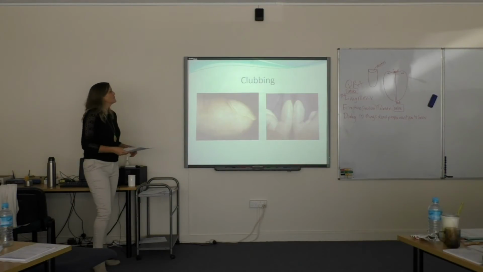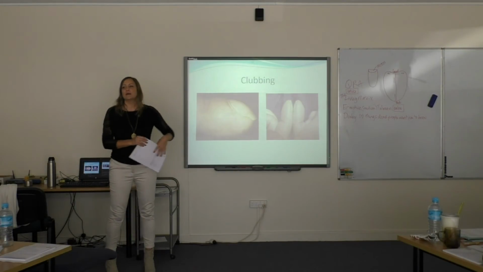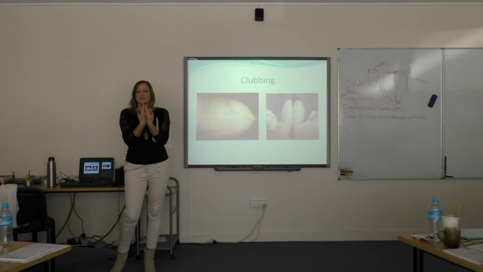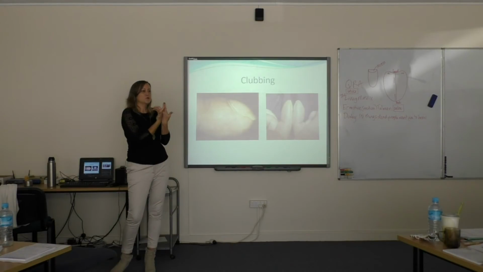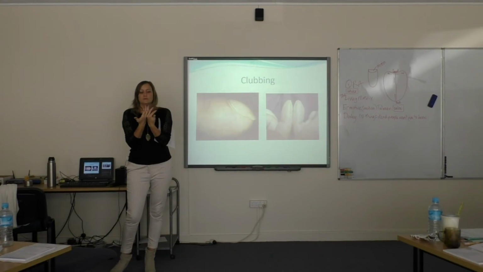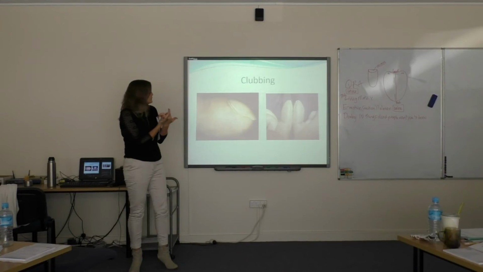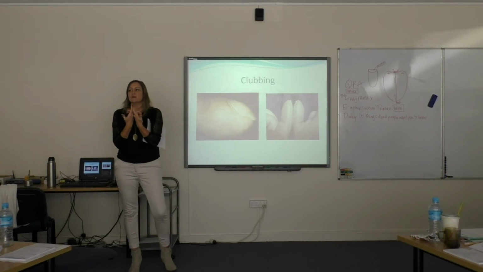Okay? Has anybody here got clubbing on the nails? So how you can check that is do this with your nails. Can we all do this? And what you're looking for is to see if the nail goes straight up and down, or if it rounds out like this parrot beak that you can see on that nail there.